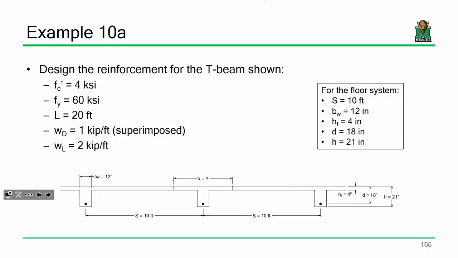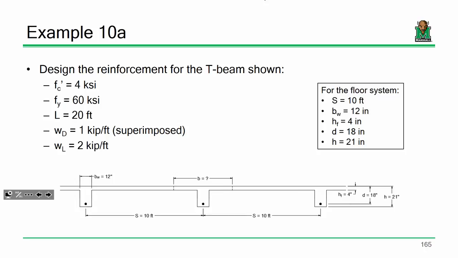Now, it's got a superimposed dead load of 1 kip per foot, and it has a live load of 2 kips per foot. For the floor system, these dimensions are a little small, so I decided to blow them up right here. The girder spacing is 10 feet. We have a 12-inch wide web, a 4-inch thick flange, an 18-inch effective depth and a 21-inch total depth. Our job is to determine how much steel we need in this particular cross-section. Sound good?